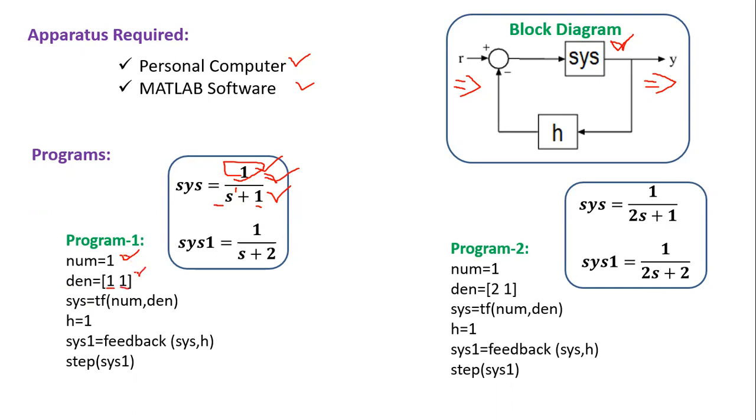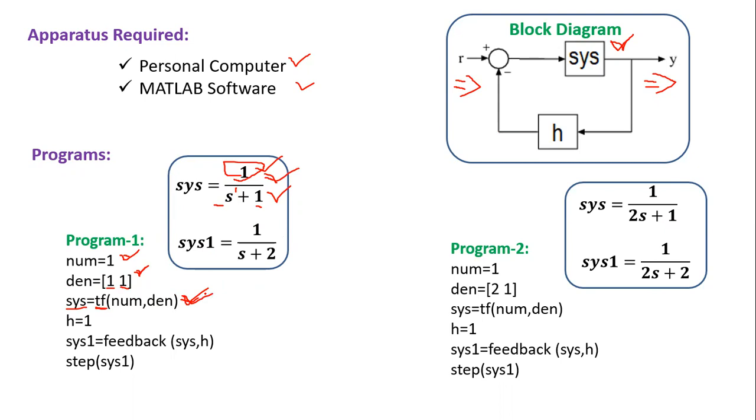Once we know the numerator and denominator coefficients, we can frame the open loop transfer function. SYS is a variable; you can take any variable name. SYS equal to TF, where TF is a predefined command for the transfer function, TF of numerator comma denominator. With this, the open loop transfer function is created.